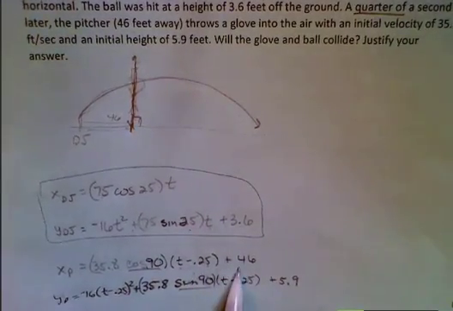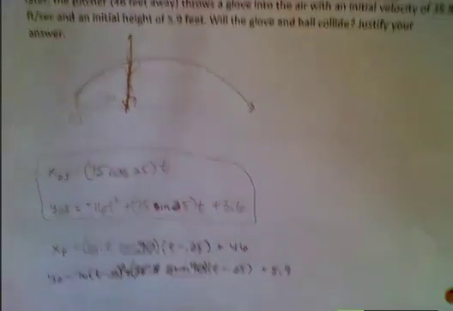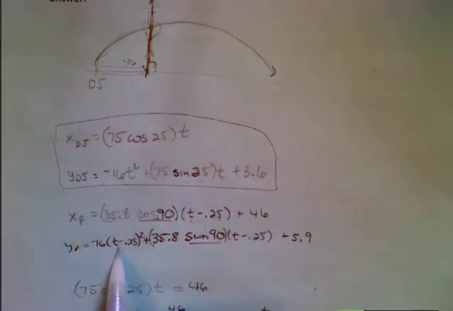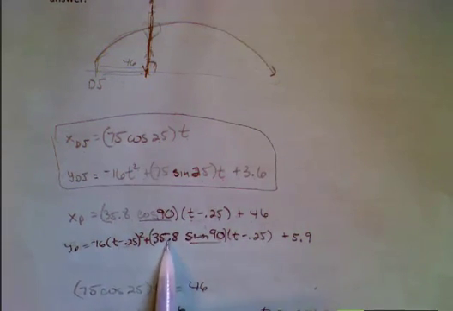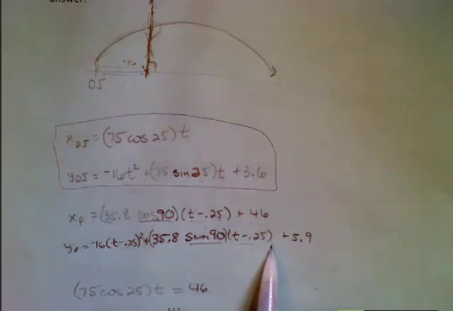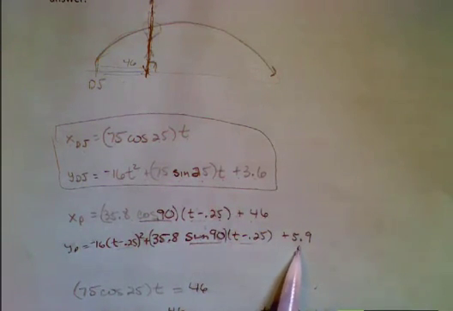A quarter of a second later, and 46 to the right. The y value of the glove would be negative 16 times t minus 0.25 squared, plus the initial velocity times the sine of the angle of 90 times time, which again is this time, plus the initial height, 5.9.